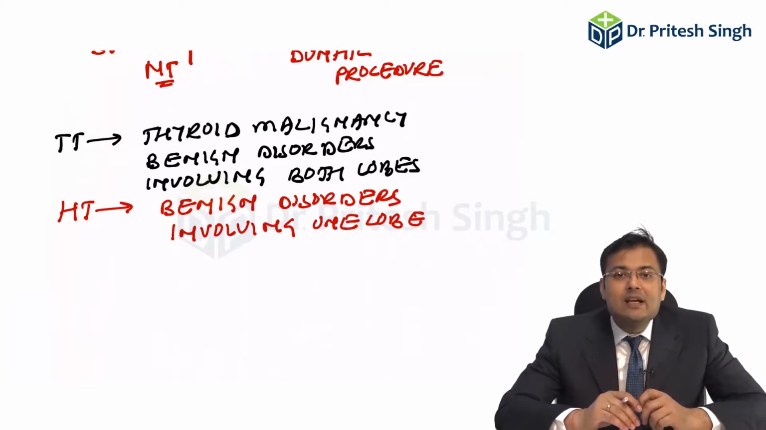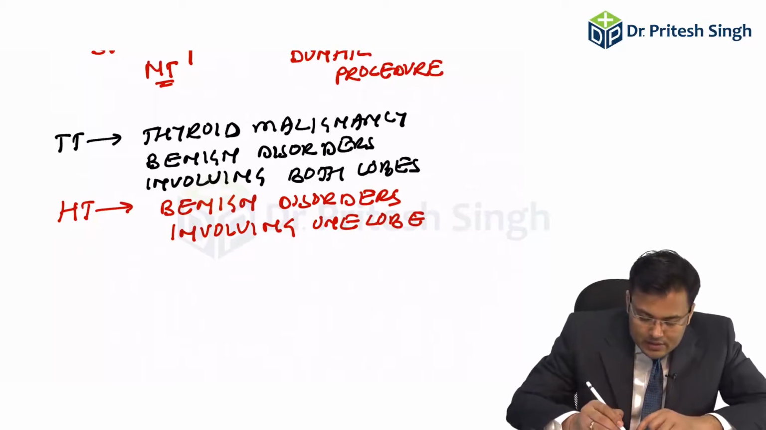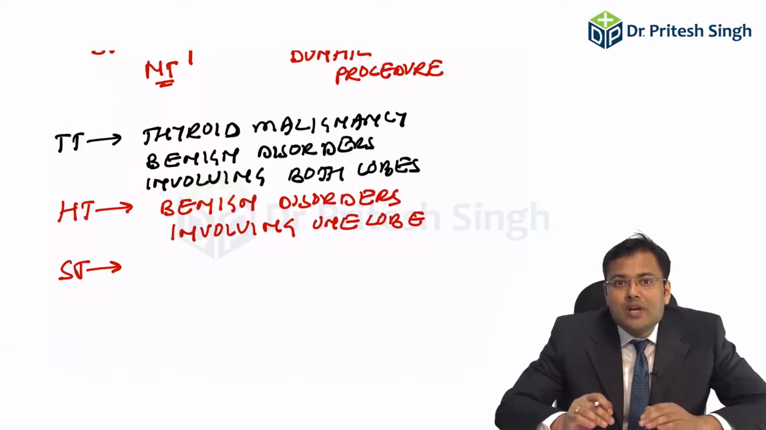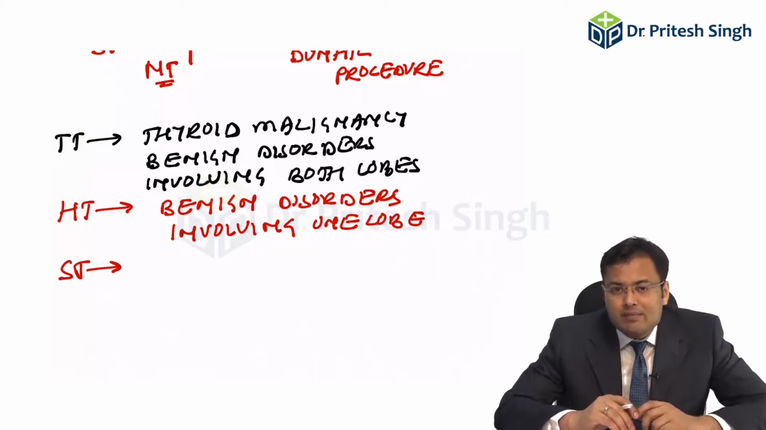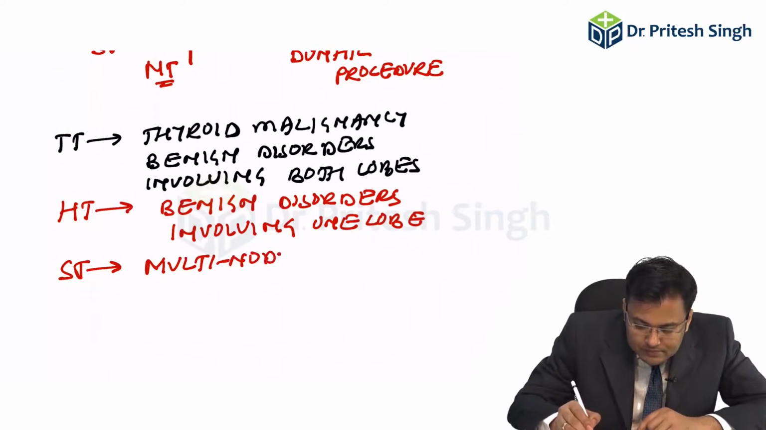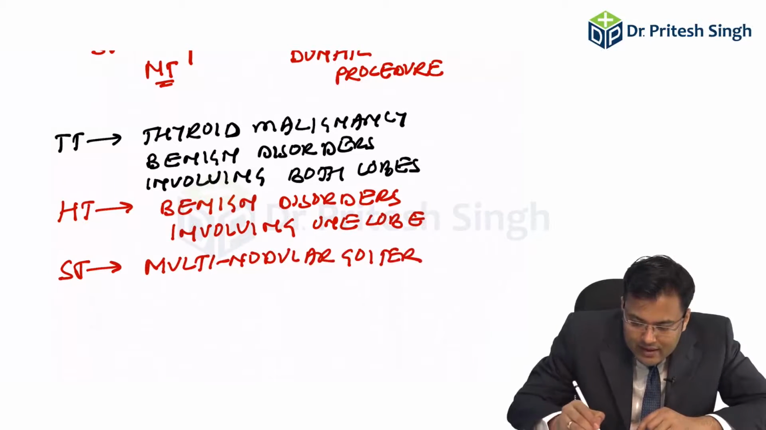It increases the risk of recurrent laryngeal nerve palsy. That's why nowadays subtotal thyroidectomy is reserved for the patients in whom there is no recurrence after 20 to 30 years. It means which patient? Elderly. So subtotal thyroidectomy is performed for multinodular goiter in elderly.